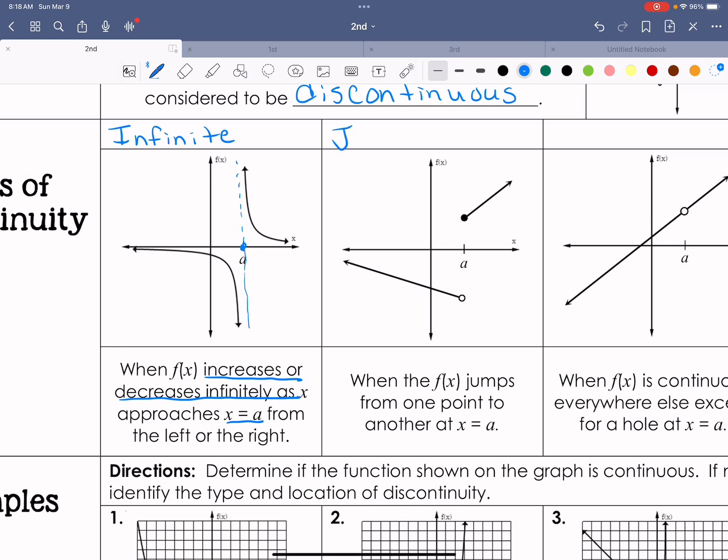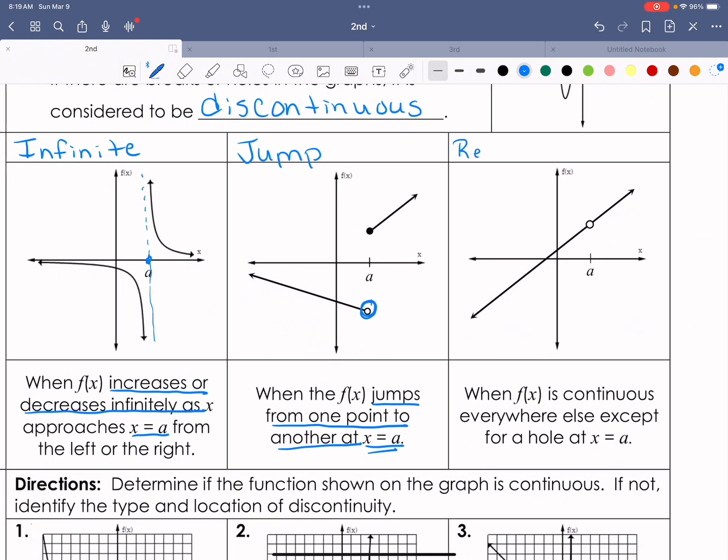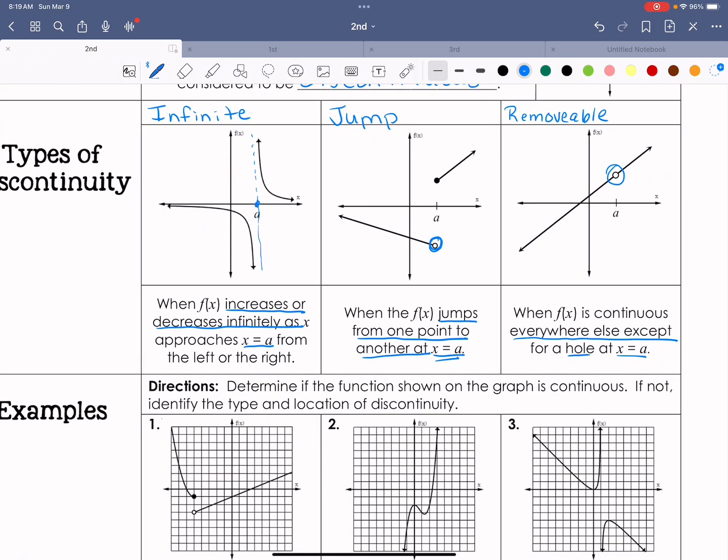Okay, the next type is called jump discontinuity. And this is when f of x jumps from one point to another once again at x equals a. So here is the point of discontinuity for a jump. The next one is called removable. And this is where there's a gap in the single line, when f of x is continuous everywhere else except for a hole at x equals a.